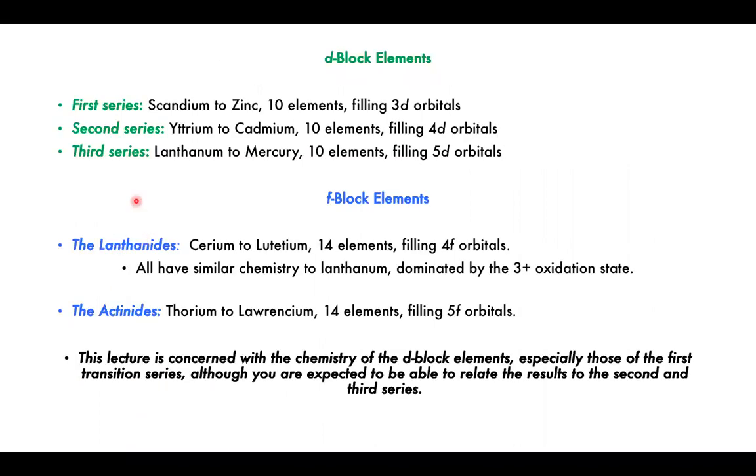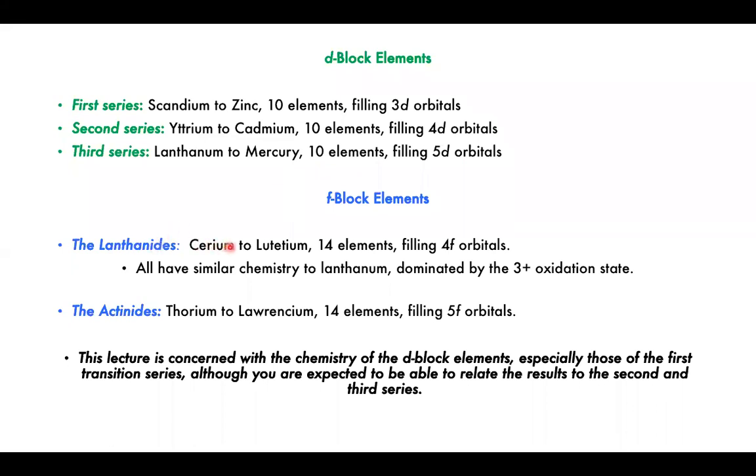So a little bit of overview for the D block elements. The first series goes from scandium to zinc. We have about 10 elements, and we're filling in the 3D orbitals. The second series goes from yttrium to cadmium, which is 10 elements again, filling in the 4D orbitals. The third series is lanthanum to mercury, 10 elements again, filling in the 5D orbitals. There are 5 D orbitals, so at most we can have 10 D electrons, and so we have 10 elements in our D block.